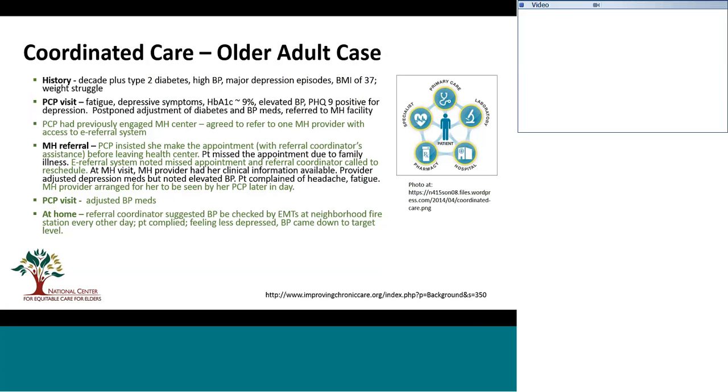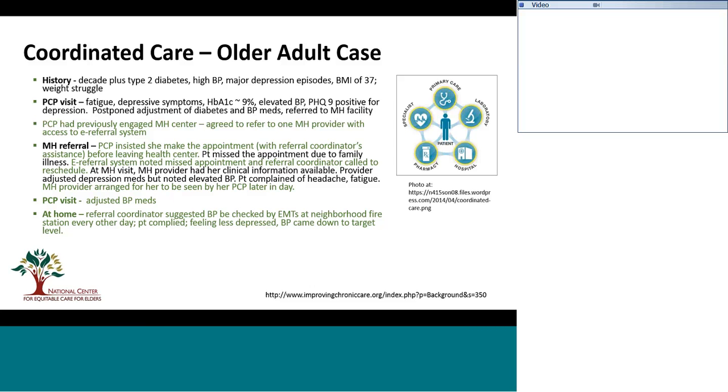So as we think about coordinated care, we can look at this on the other end of the spectrum, I should say. We can look at a similar older adult case where the care has been coordinated. And as you'll see in the slide, in terms of the history and the initial PCP visit, it's the same as the fragmented care case that we had discussed previously.